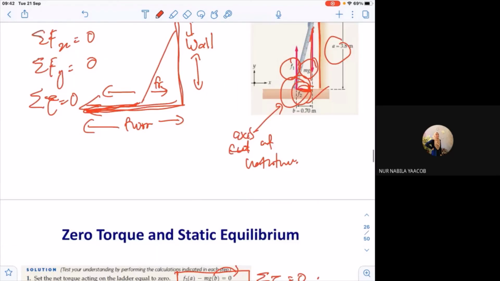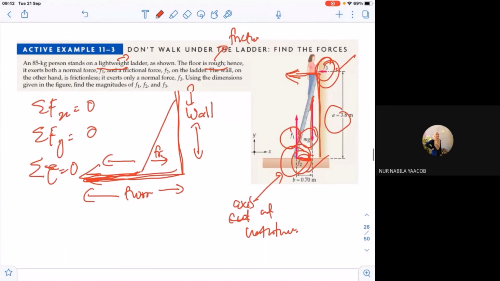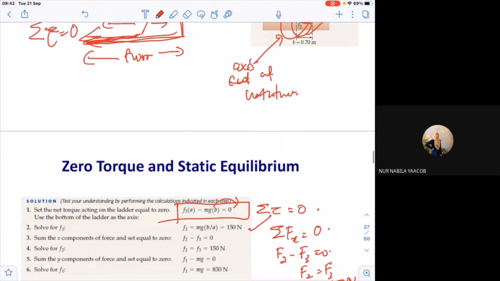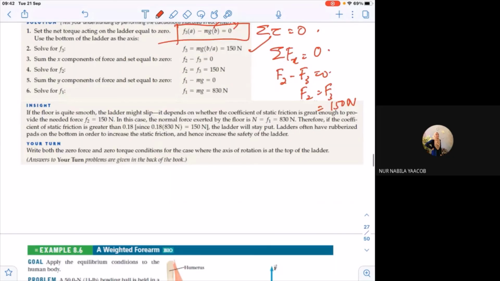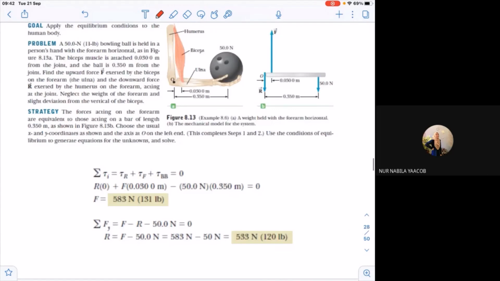Okay, F1 is going up. Yang ada pada arah dia ialah mg dengan F1 je. So summation of Fy equals to 0. F1 minus mg equals to 0. F1 sama dengan mg. So the answer is 830 Newton. Okay, it's quite different compared to this part.